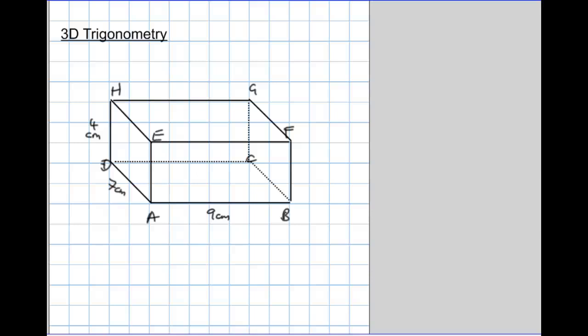Hello there. In this video we're going to be looking at 3D trigonometry, and the first topic we're going to look at is how you can find the lengths of lines in a 3D shape. Let's start with the simplest. Let's say, given this diagram here, you're asked to find the length of the line AC. Well, it's just an application of Pythagoras.